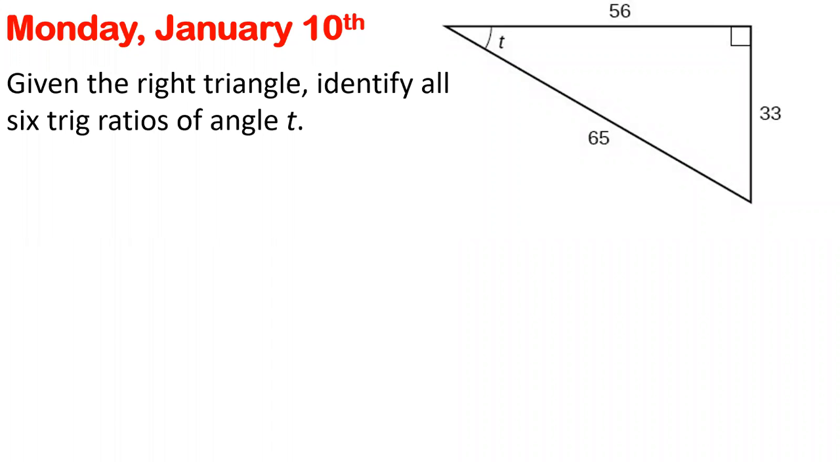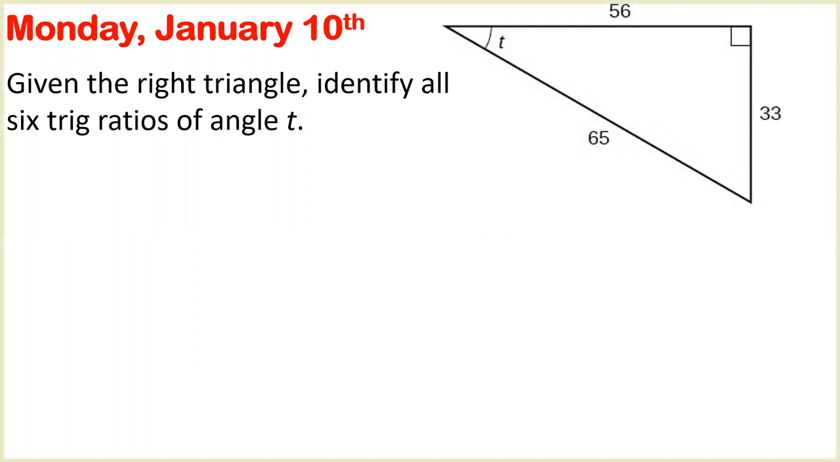So we have to identify the six trig ratios for the angle T. So this is our angle T. 33 is opposite. So this is the opposite side. 56 is adjacent. And 65 is your hypotenuse.